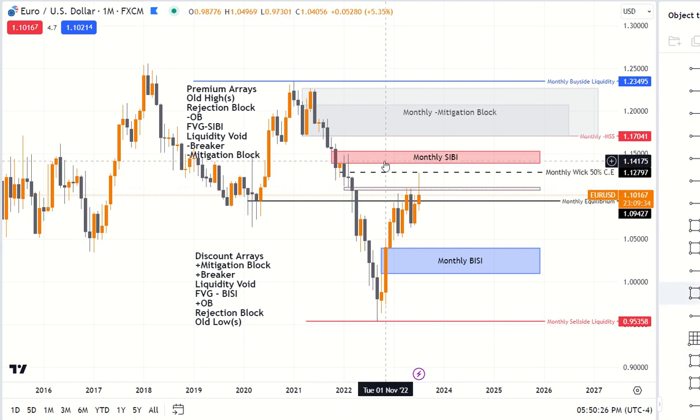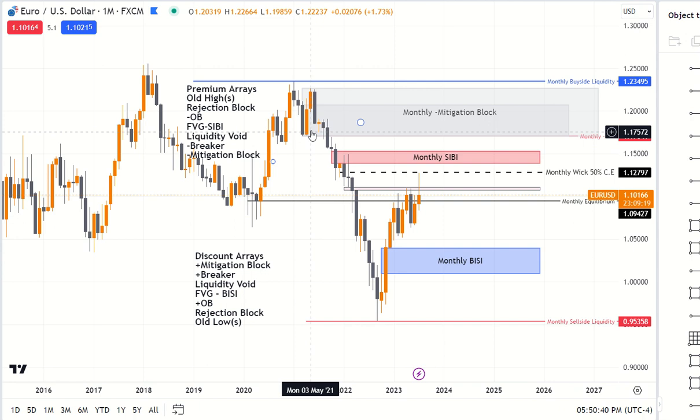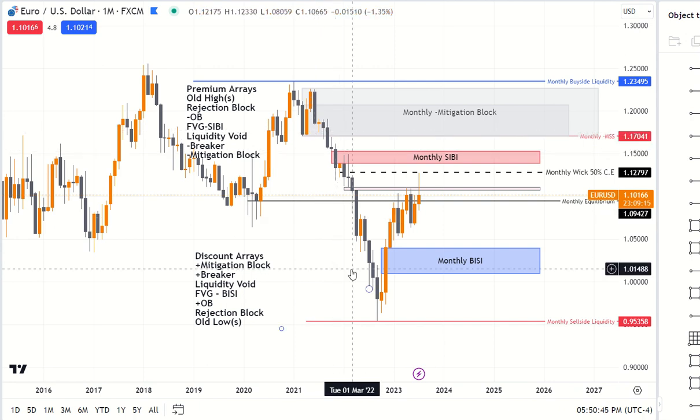All right. I also have my fair value gap. I don't have an order block listed here. I don't really see a liquidity void really clear here. I have my mitigation, which means that I don't have my breaker. So, all right. I like how this looks.